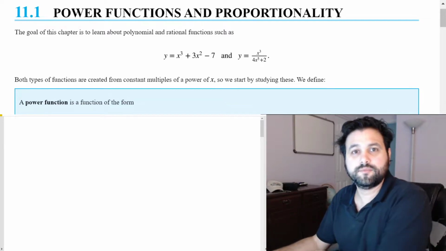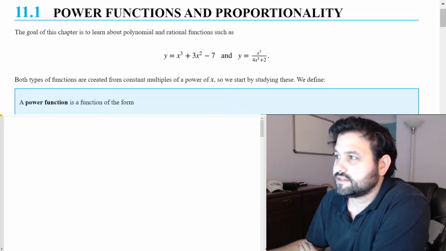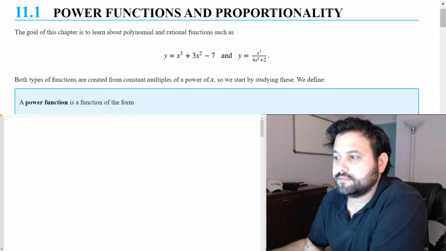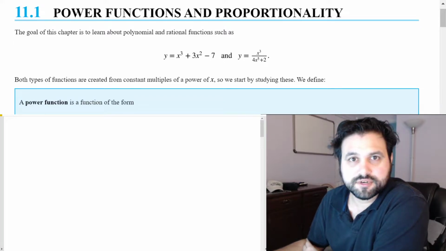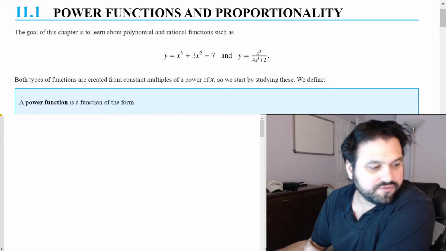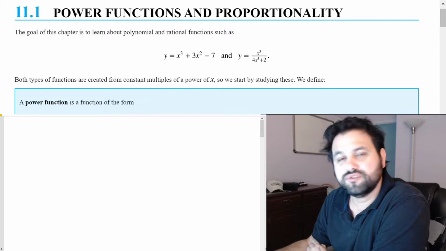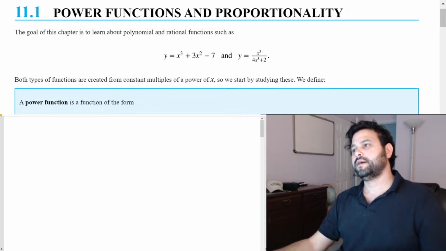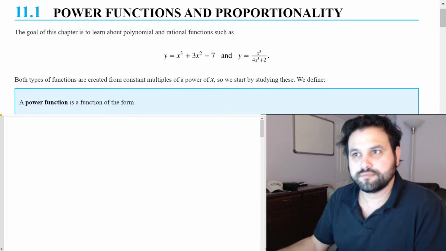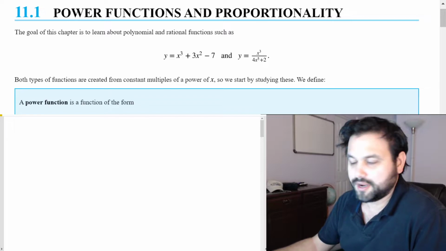All right, welcome, PreCalc. We're going to get started here on section 11.1 and 11.2 today. So you guys should have your textbooks out. Section 11.1 starts on page 432, and we're going to briefly talk about 11.1 because it kind of leads into the more important part of 11.2 and so on.